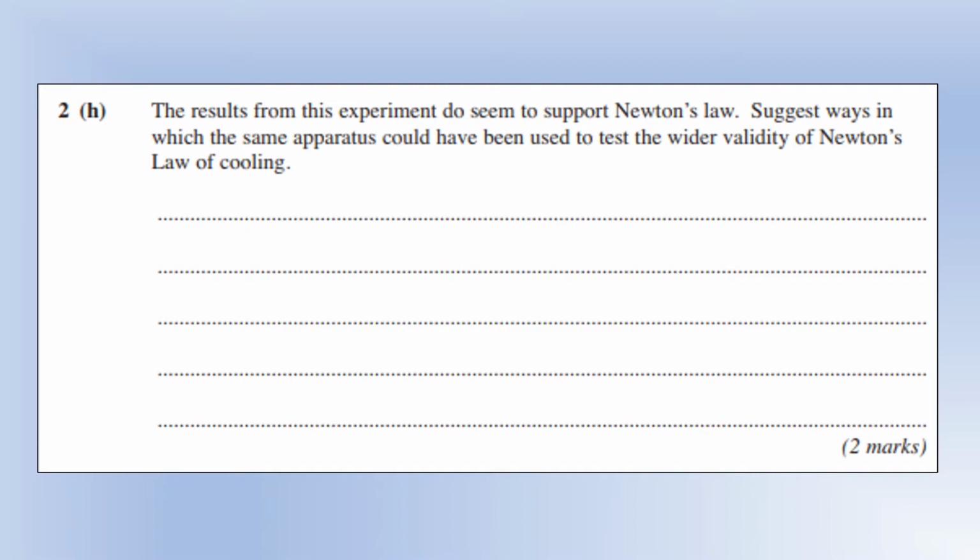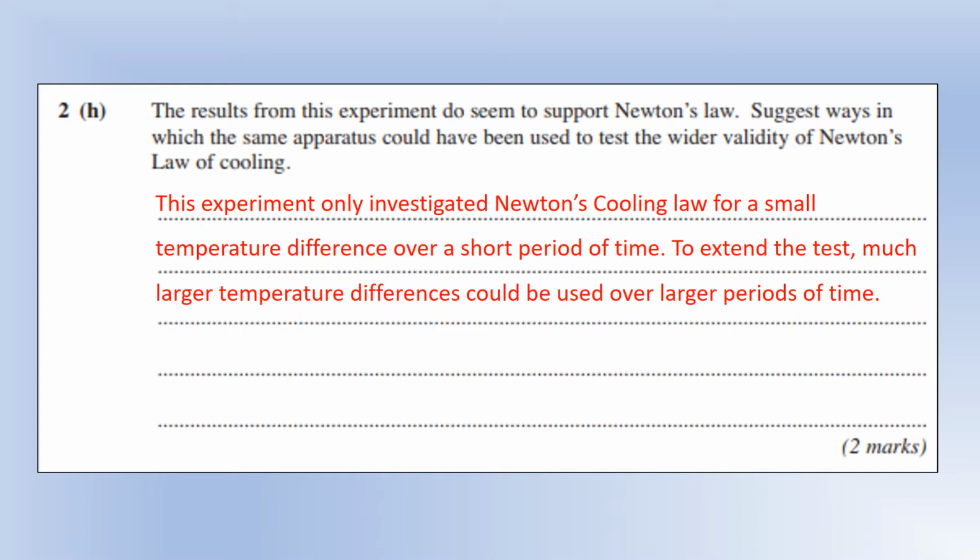Okay, so the results from this experiment do seem to support Newton's law. Suggest ways in which the same apparatus could be used to test a wider validity of Newton's law of cooling. In this experiment, we've only investigated it for a small temperature range over a short period of time. So to make sure that Newton's law is widely applicable, we need to make sure it works over bigger temperature differences and also over much longer periods of time. So that's how you'd extend it to test in a wider context.